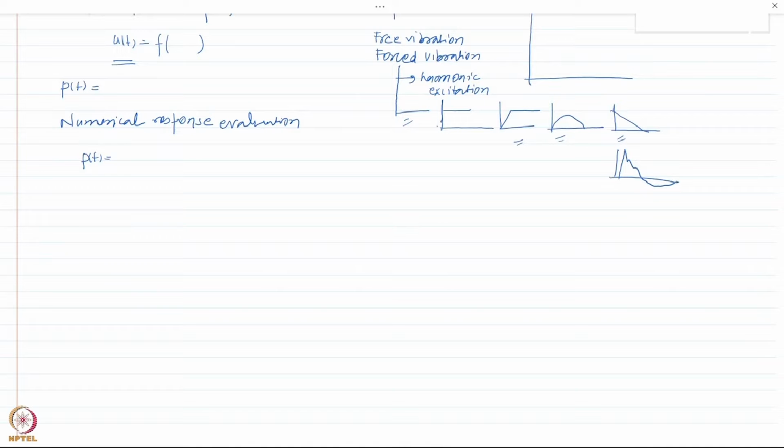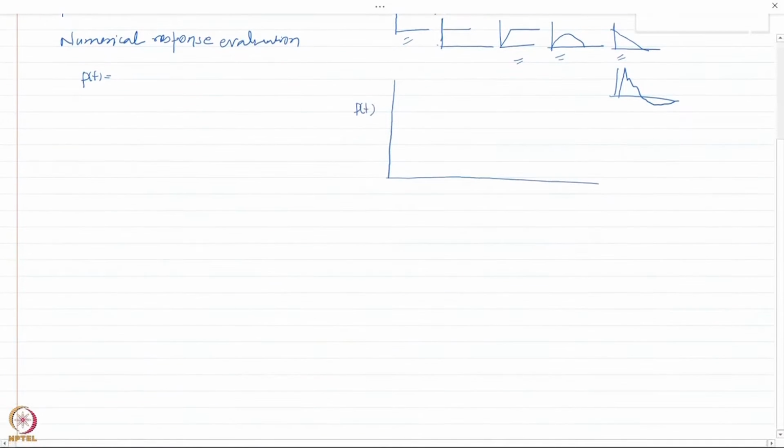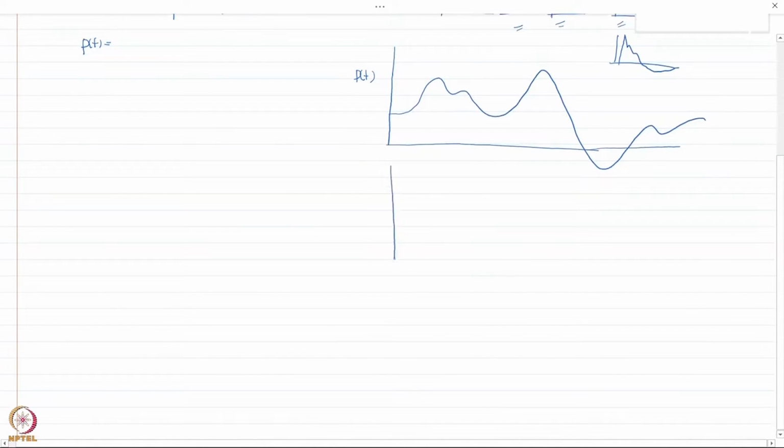So the question becomes how to get the response for a given p(t). Let me just draw p(t) here. Let us say p(t) is given, some random arbitrary variation, something like that. Now, subject to that p(t), we will have some response, right? Let us say the response looks like this. Let us say this is u(t). So the idea is how to get from this point to this point.